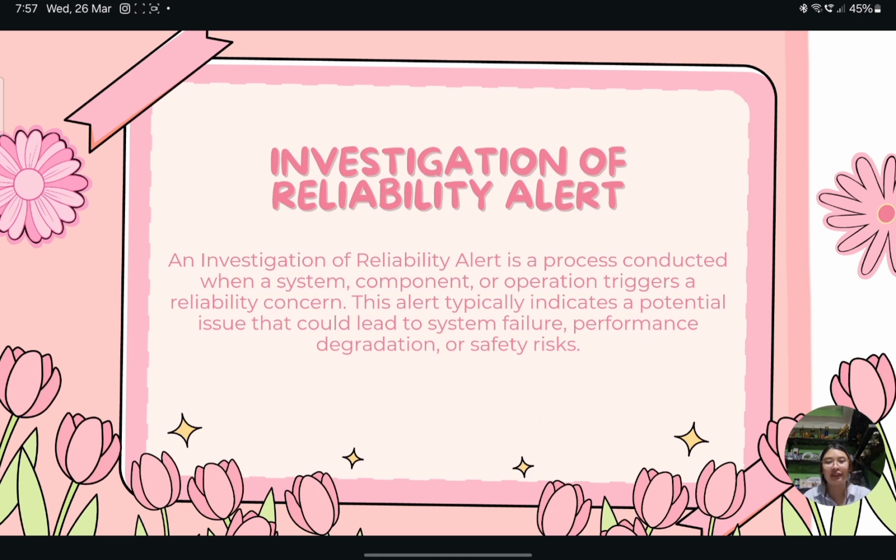So, investigation of reliability alert. An investigation of reliability alert is a process conducted when a system, component, or operation triggers a reliability concern. These alerts typically indicate potential issues that could lead to system failure, performance degradation, or safety risk.